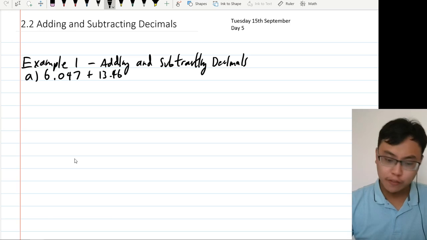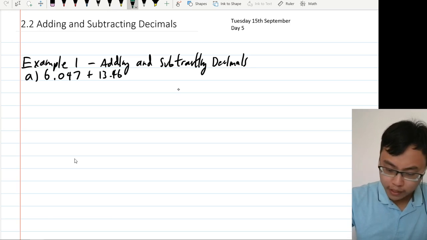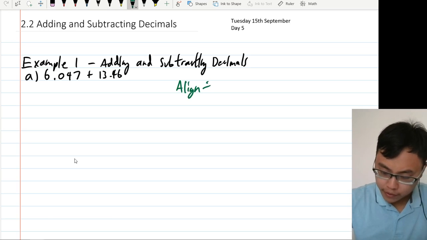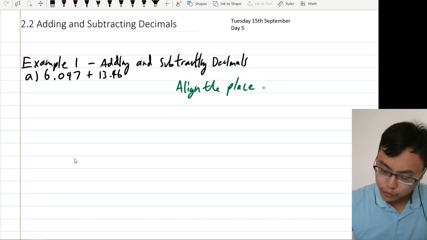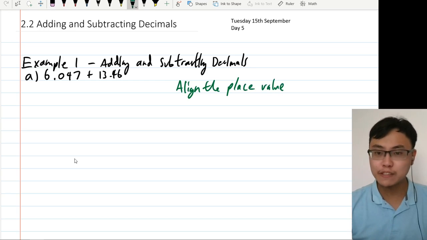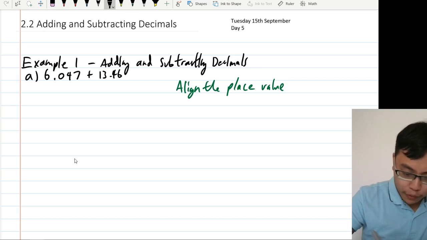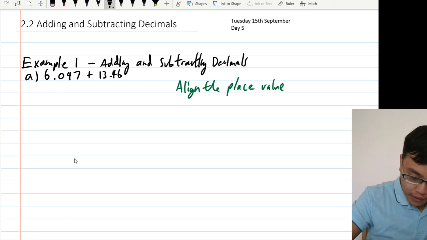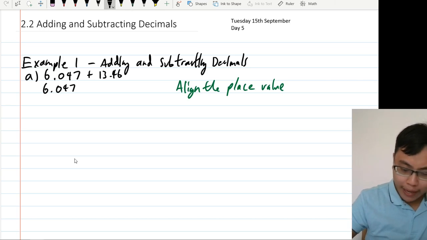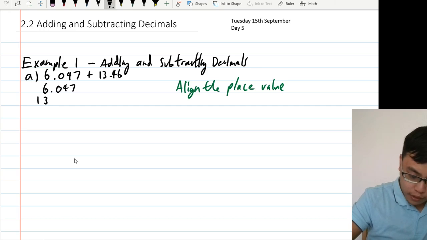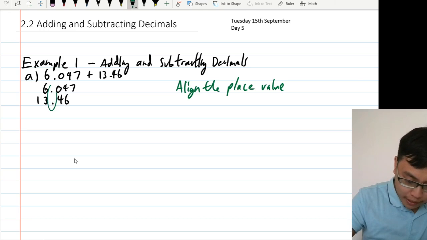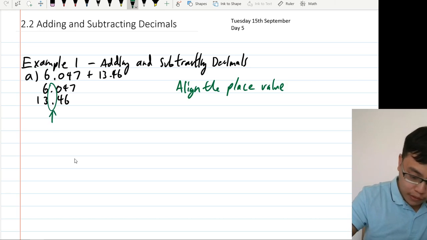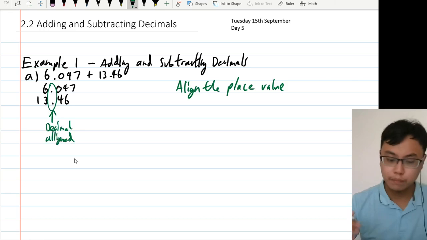Now, when we are adding and subtracting decimals, the most important thing is we have to align the place values, so that we are adding the same place values together. So if I put down 6.047, and we want to add 13.46, the first and most important thing is that the decimal is aligned to the same place. Decimal aligned. This is the most important thing to do.